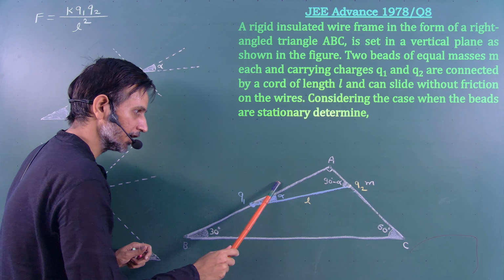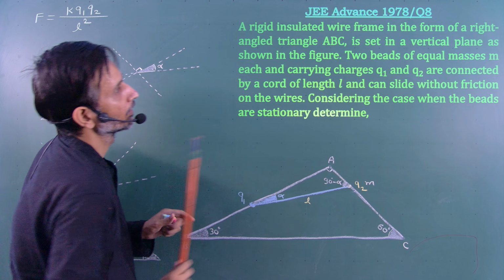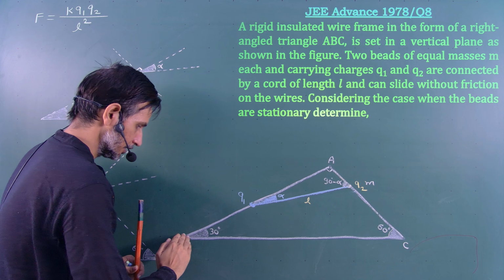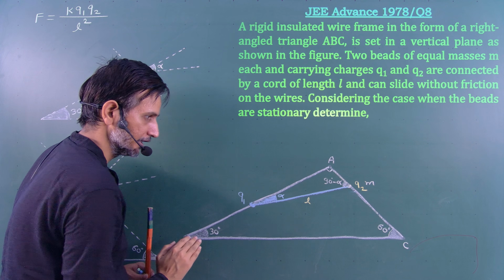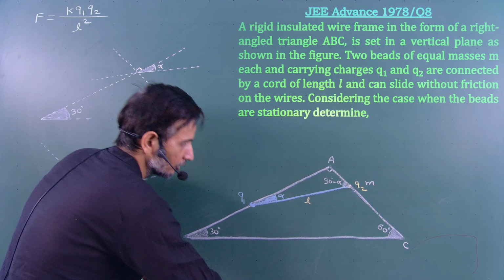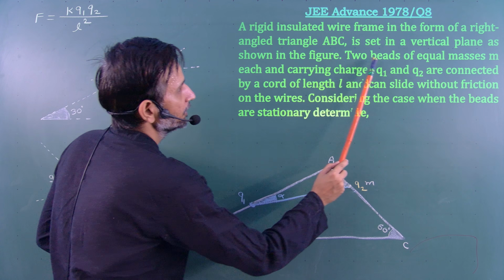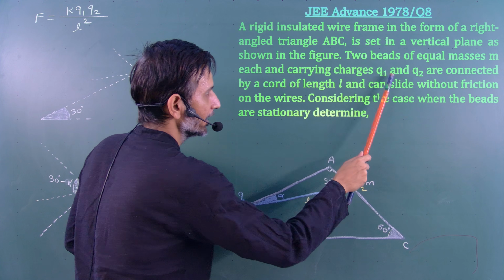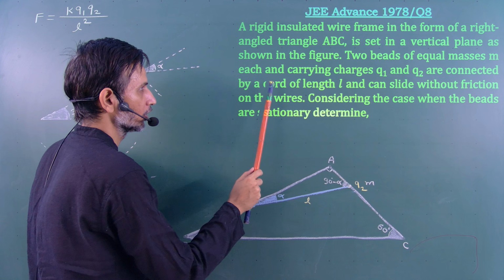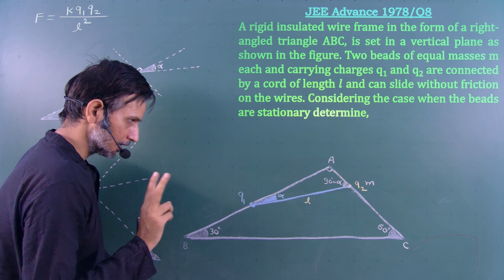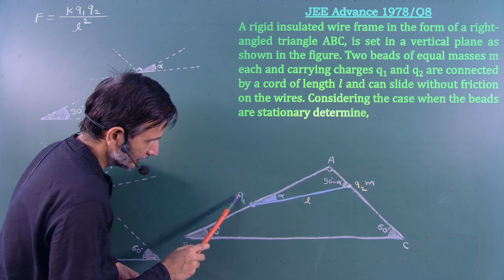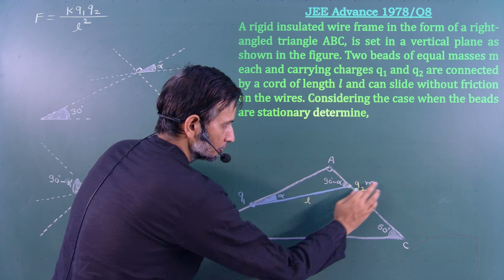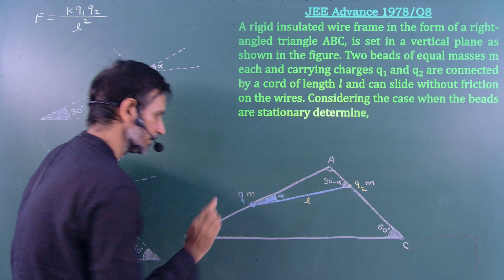It means this wire frame will not move. It is set in a vertical plane as shown in the figure. The wire frame is in a vertical plane, which means that gravity is acting downward. Two beads of equal masses m each and carrying charges q1 and q2 are connected by a cord of length L. There are two charged particles, one is q1, the second is q2. Both have the same mass. The mass of q2 is m and the mass of q1 is m. Mass is given.